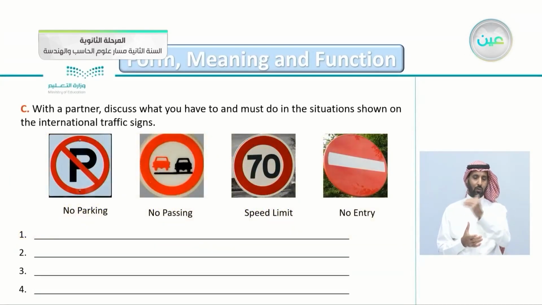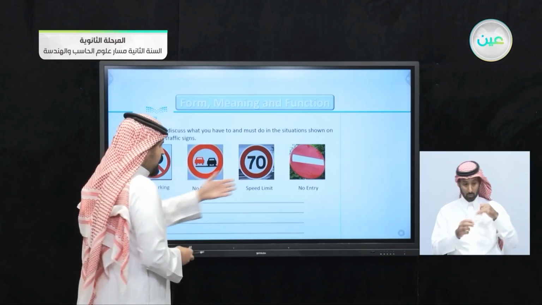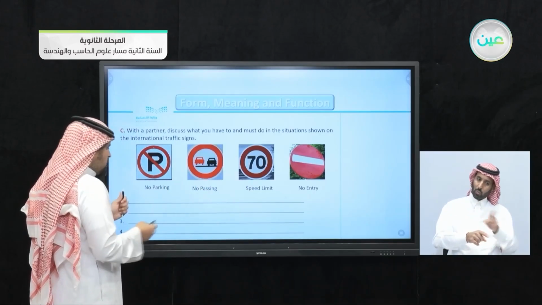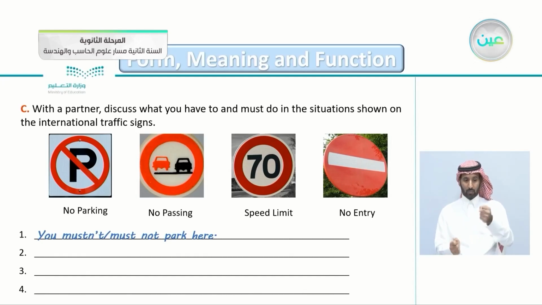So here's exercise C. With a partner, discuss what you have to and must do in the situations shown on the international traffic signs. Of course, you know all of these signs, you've seen them on the streets. No parking, no passing, speed limit, and no entry. So, number one, what do you have to do here? What can you say, have to or need to? Yes, you say you mustn't or must not park here. With the no parking sign here, you can say you must not or you mustn't park here.